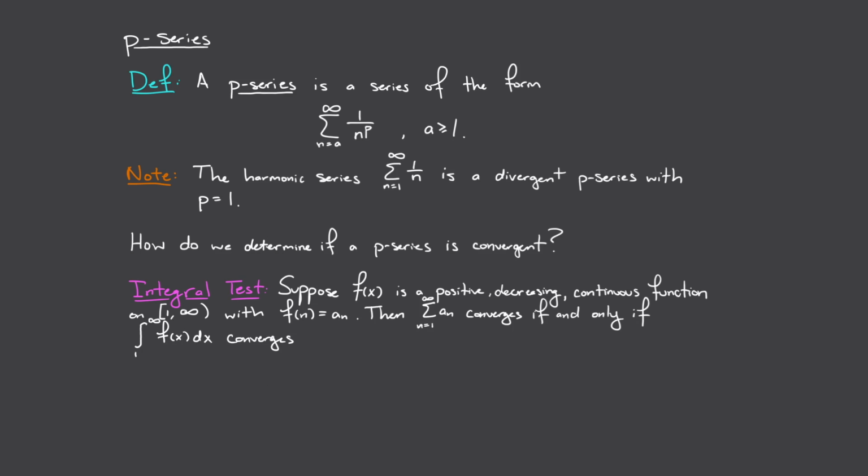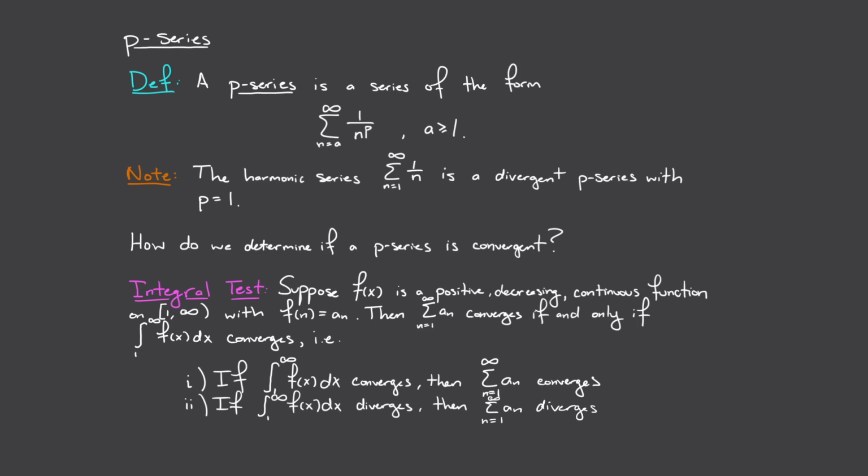In other words, if the integral from 1 to infinity of f of x converges, then the series converges, and if the integral diverges, then so does the series. We're not going to give a proof in general of this fact, but we'll talk about why it is true for a couple explicit examples.